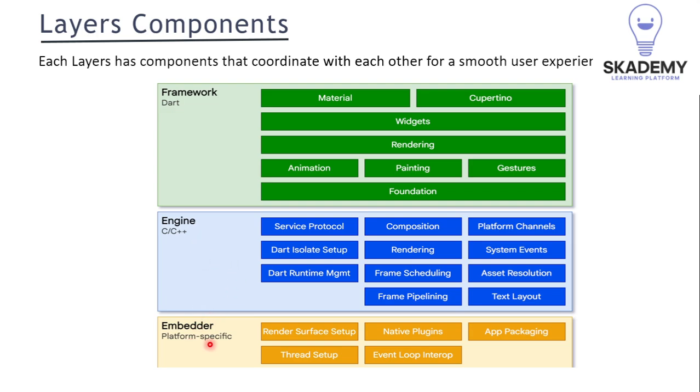The third layer is the embedder layer. The embedder layer is platform specific. When we set up Flutter for Windows, then the embedder is automatically installed for Windows. If we set up for Android, then the embedder is automatically installed for Android. If we set up for iOS, then the embedder is automatically installed for iOS. So it is platform specific, and this layer is responsible for interacting with the native platform.